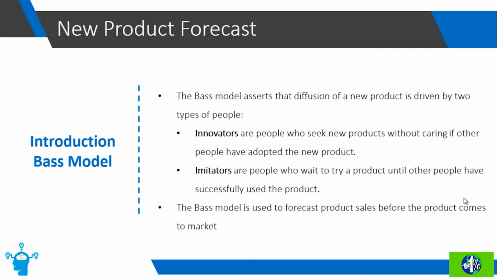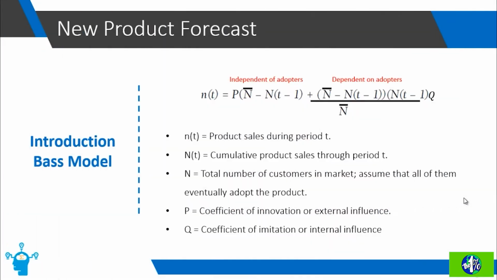So the Bass model helps the marketing analyst determine the relative importance of innovators and imitators in driving the spread of that particular product. The Bass model asserts the following equation. In this equation, the small n t is for product sales during that particular period. This is the value that we want to predict.